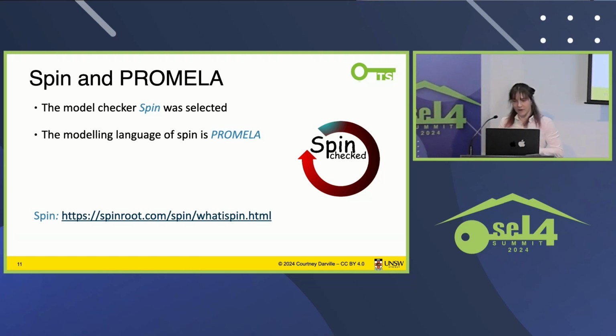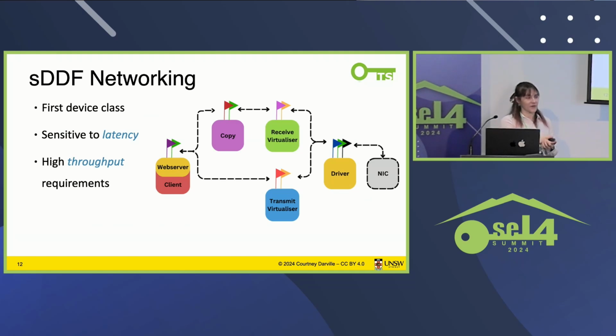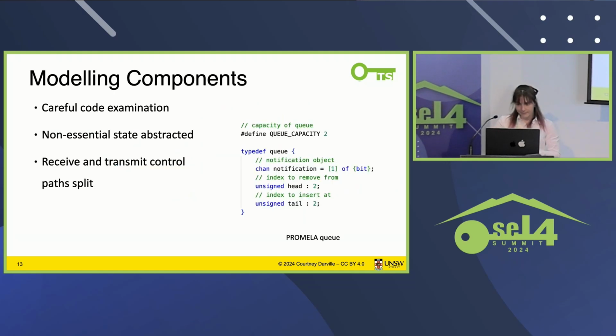And we also have only so far created models of the sDDF networking subsystem. Now, this is partially because it was the first subsystem that we actually worked on optimizing thoroughly, but as well as that, networking, of course, is highly sensitive to latency and has high data throughput requirements. So our first step was to take the code base as it existed and create Promela models of each component. So essentially here we were just trying to abstract away any state which wasn't directly relevant to the signaling protocol.